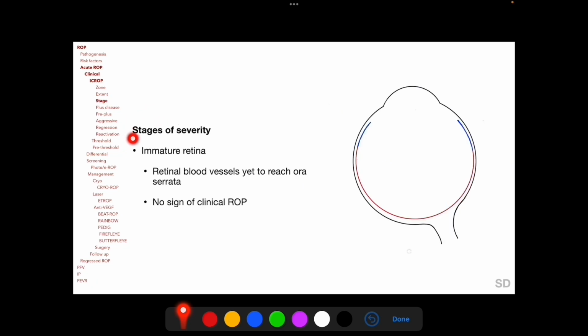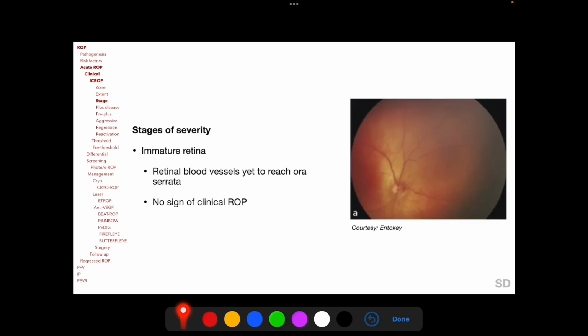5 clinical stages of ROP have been described, and immature retina is a normal finding in a premature infant when no sign of any of these 5 clinical stages of ROP can be detected. And in an immature retina, the retinal blood vessels are yet to reach the ora serrata, so a portion of the anterior retina is still avascular, as seen here in this clinical photograph.